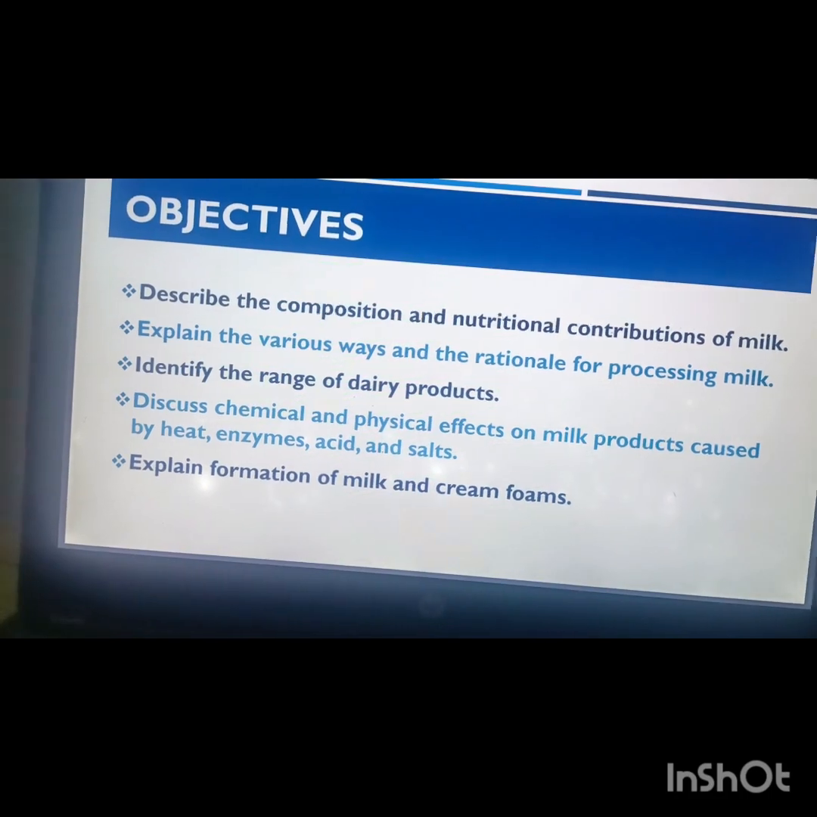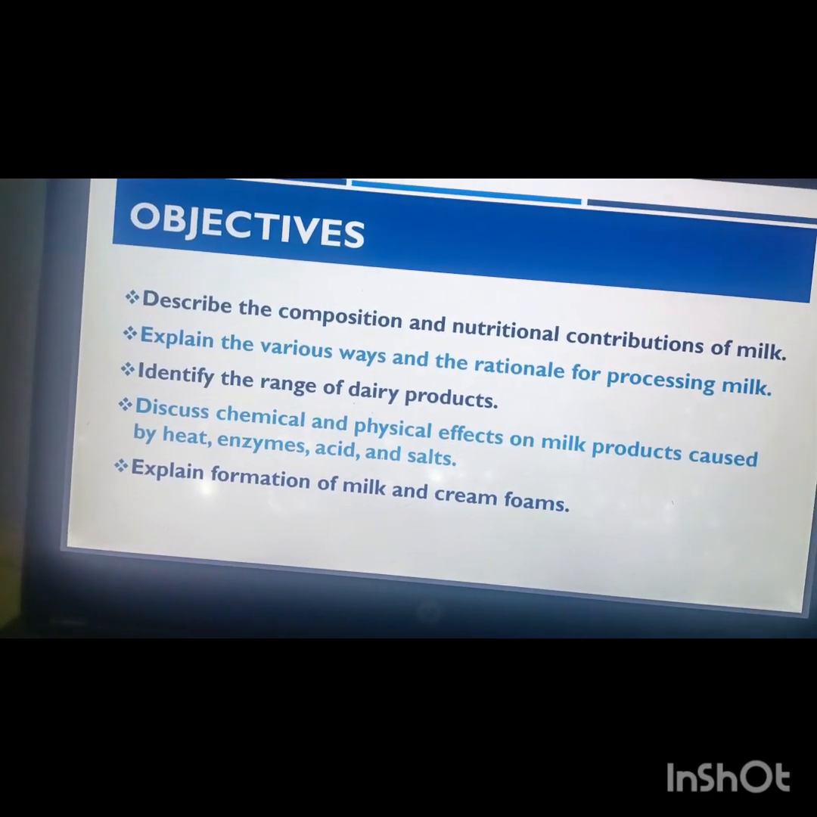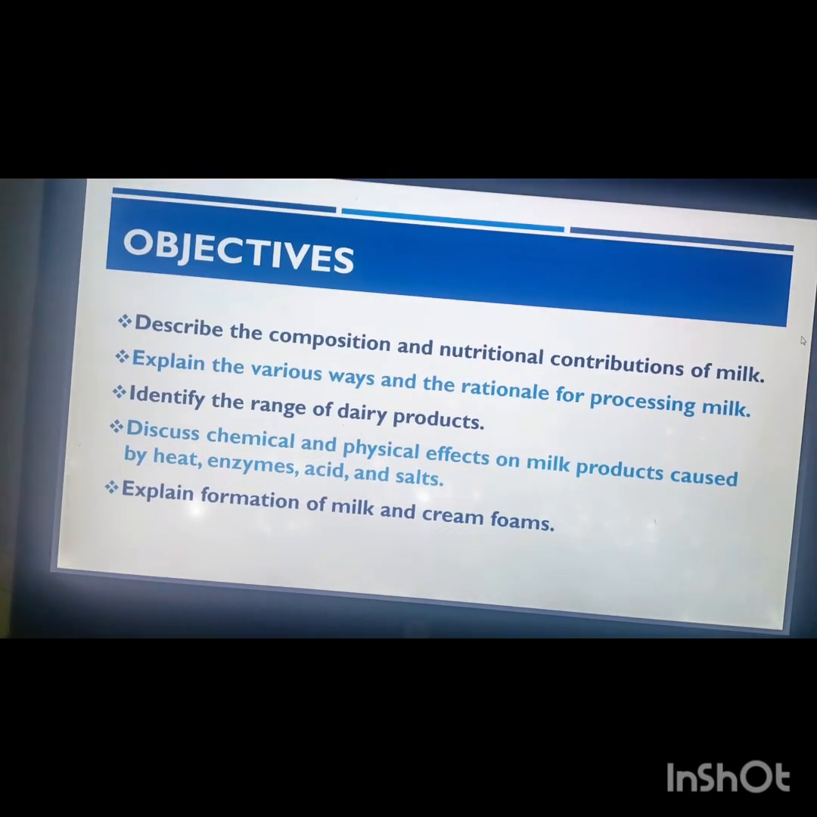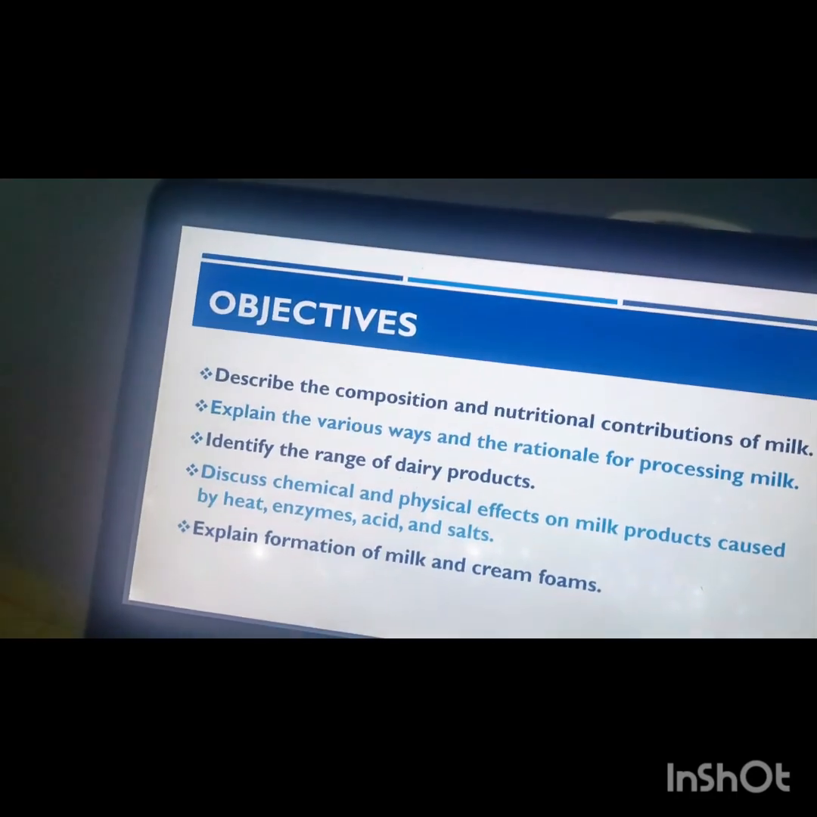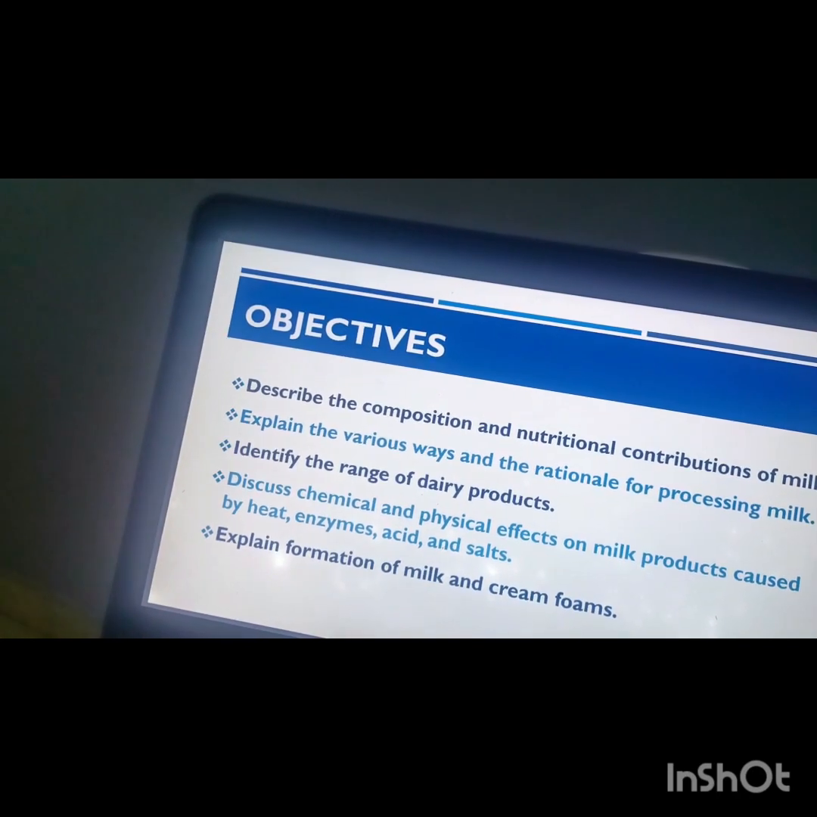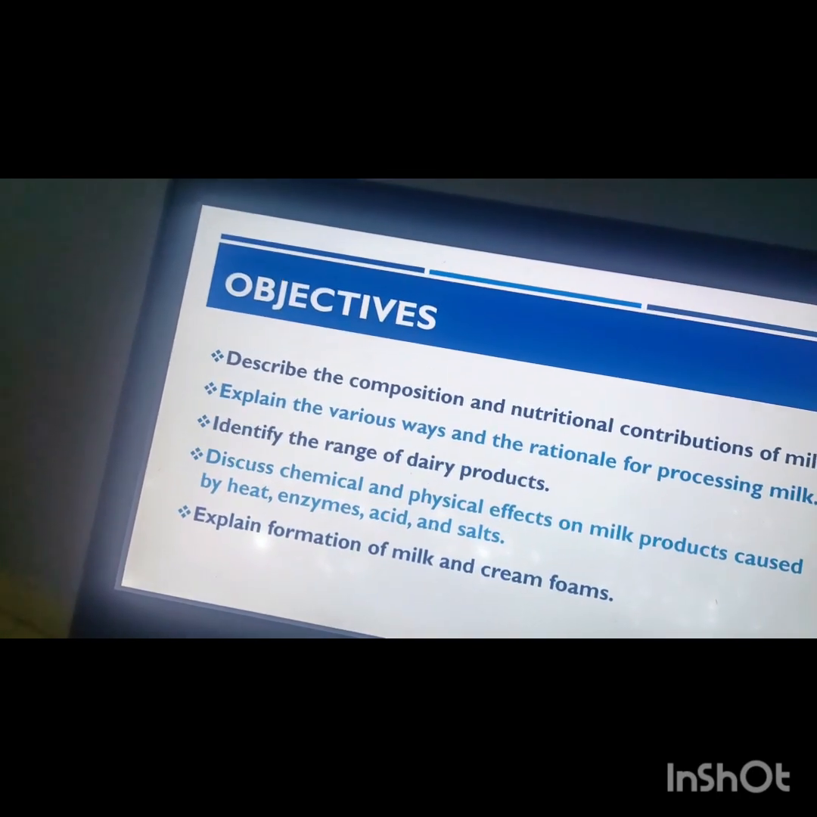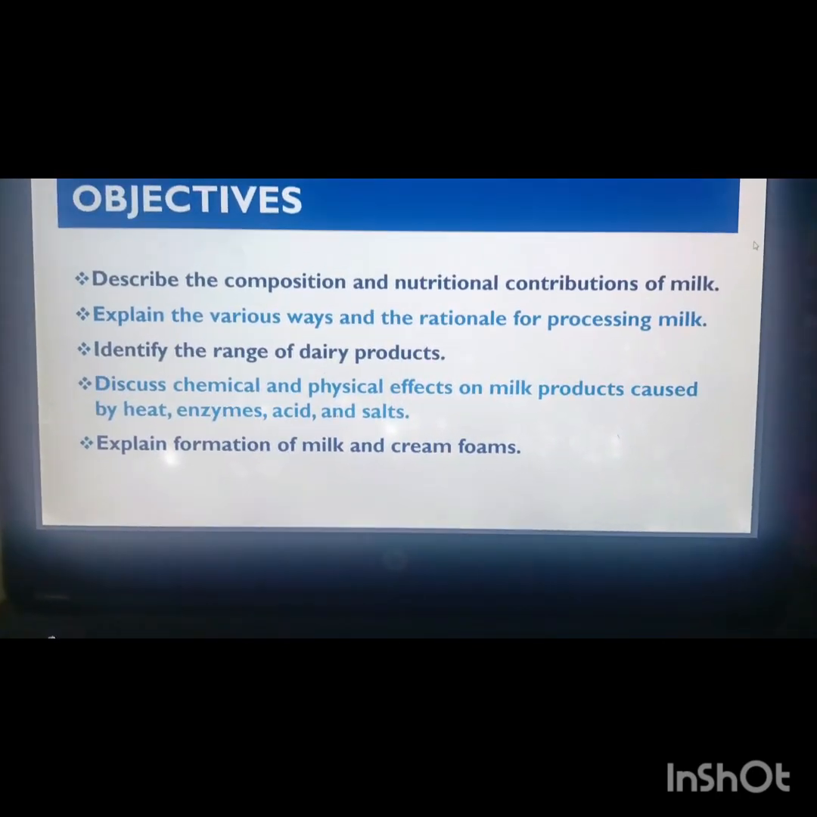Then discuss the chemical and physical effects on milk products, such as enzymes, acid, salts, and heat, and how they have an effect on milk products. Then we're also going to explain the formation of milk and cream forms.